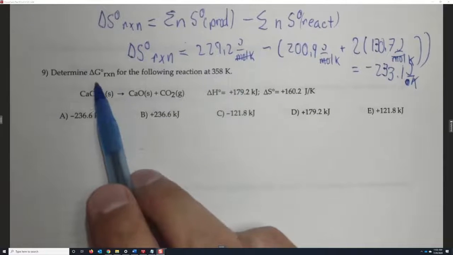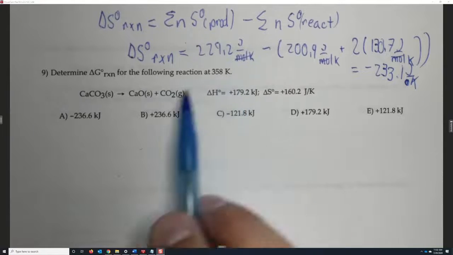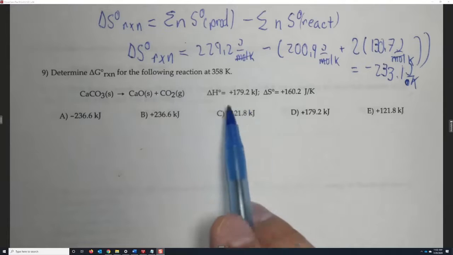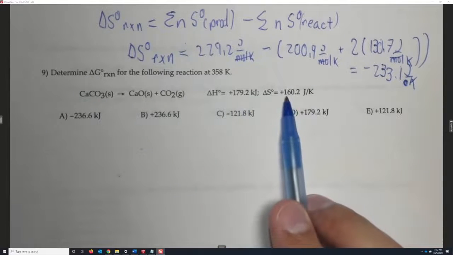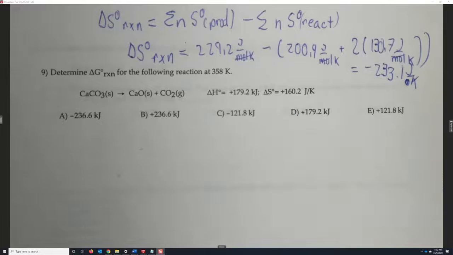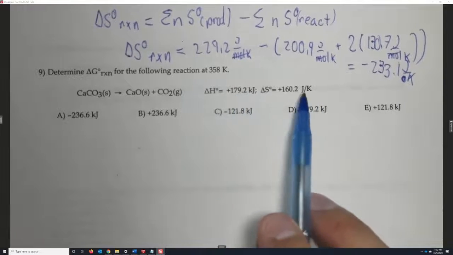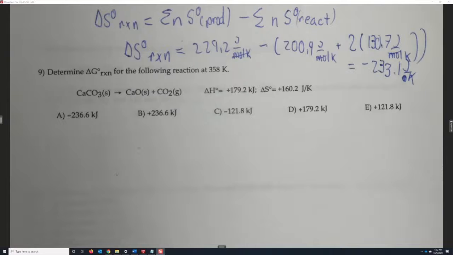Number 9 says, determine delta G naught for the following reaction at 358 K. And we're given the delta H and the delta S of this particular reaction. Since delta H and delta S are both positive, we do know that this reaction will be spontaneous at high temperatures, but we don't know how high of a temperature that is. We don't know, for example, if 358 K is a high temperature.